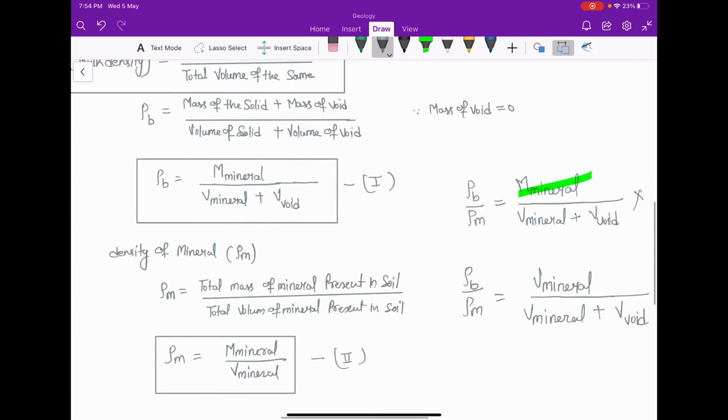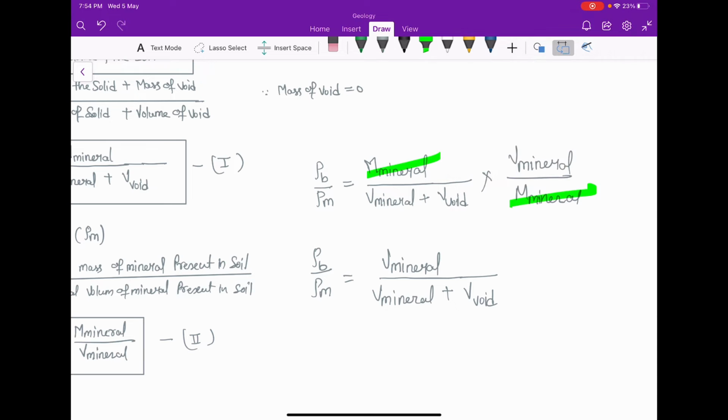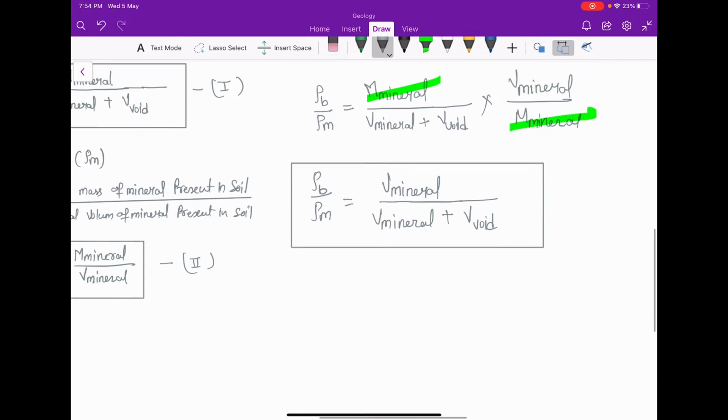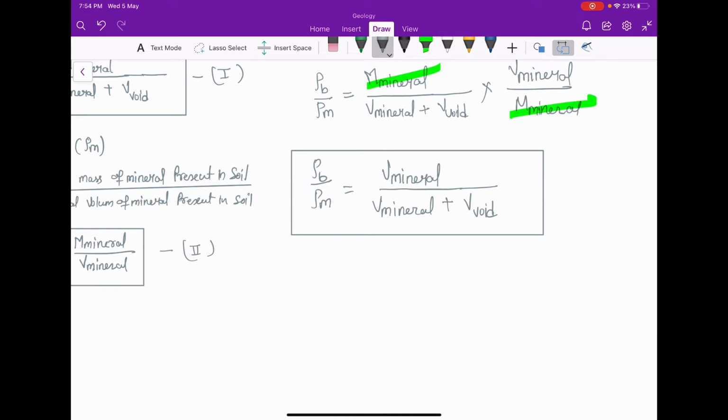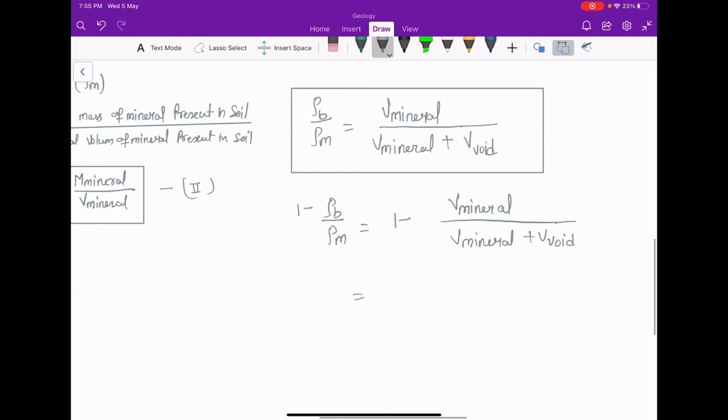So this is the ratio. If we consider this equation number 3, now if we find 1 minus rho b divided by rho m, that will give 1 minus volume of mineral divided by volume of mineral plus volume of void, or after simplifying we will get volume of void divided by volume of mineral plus volume of void.